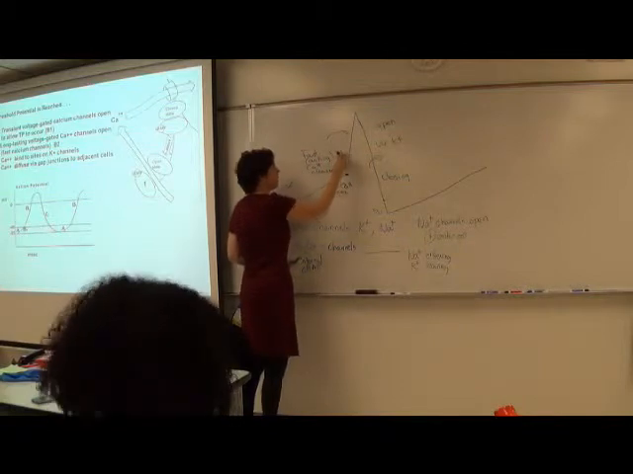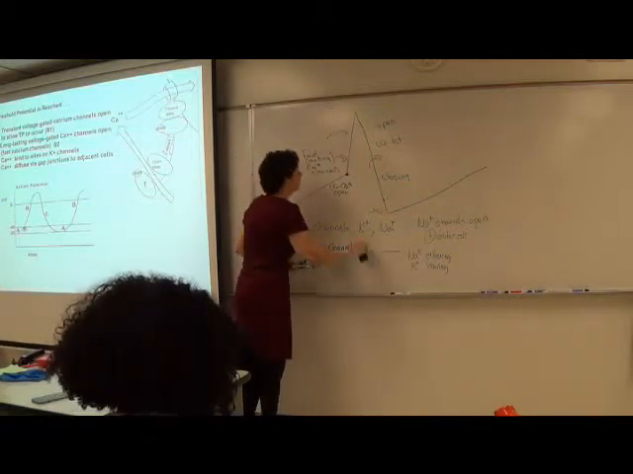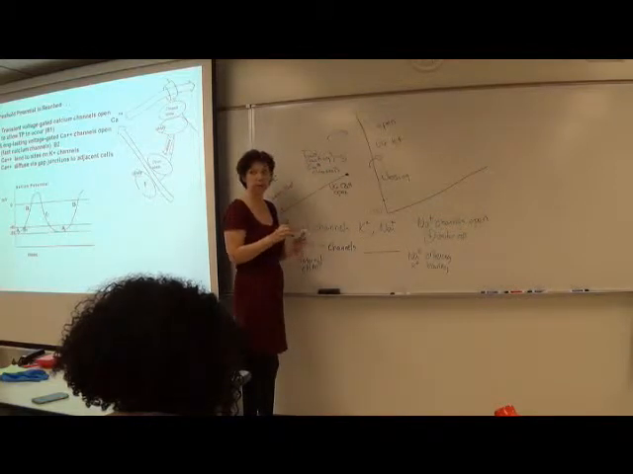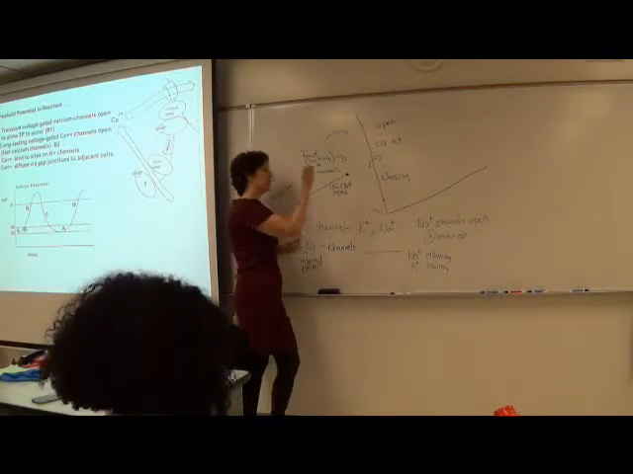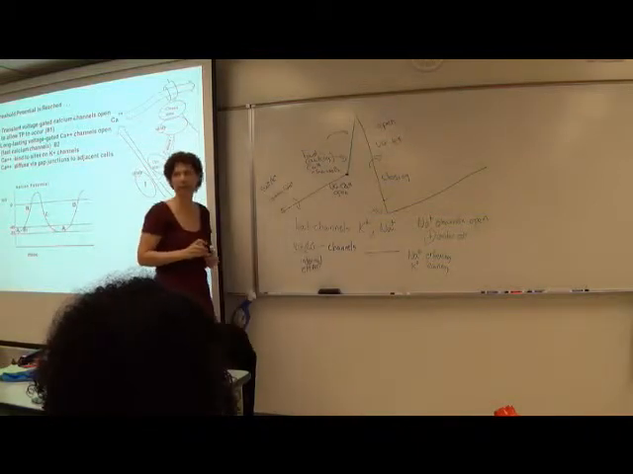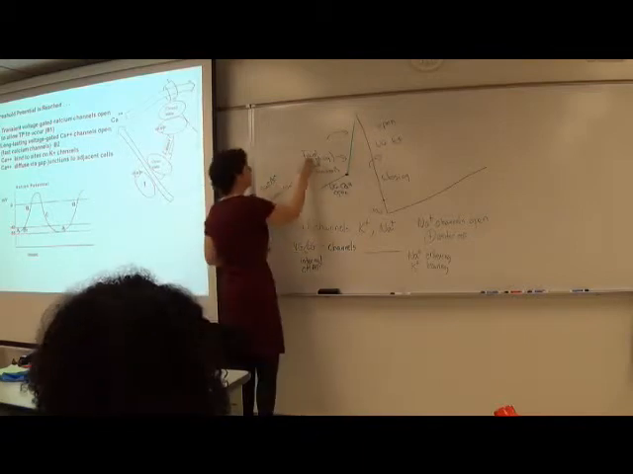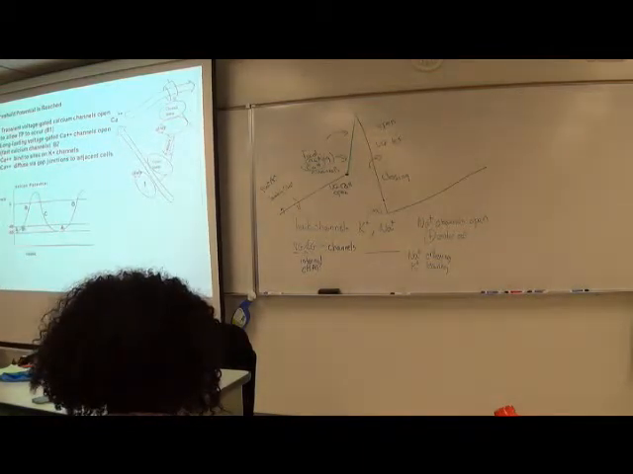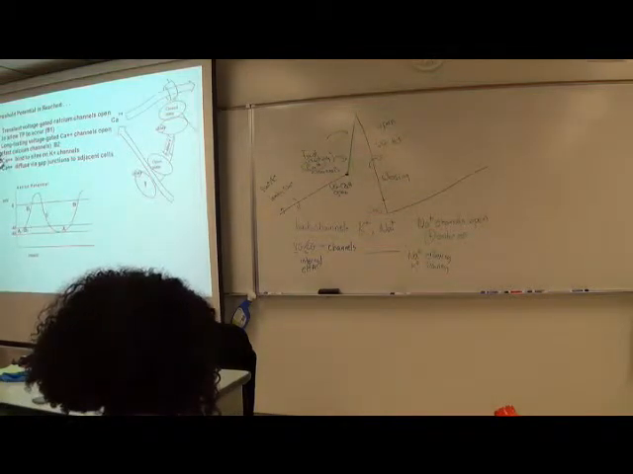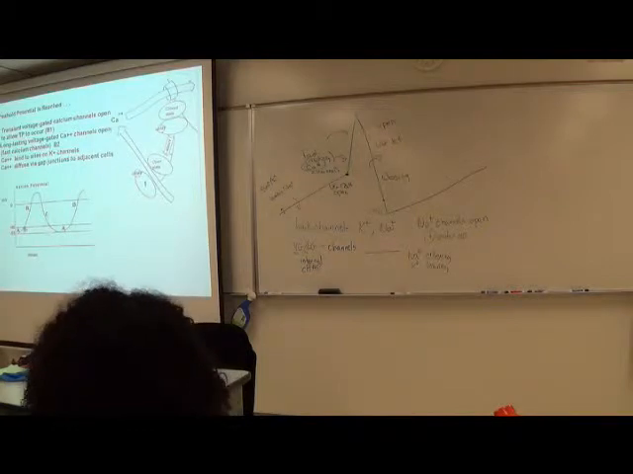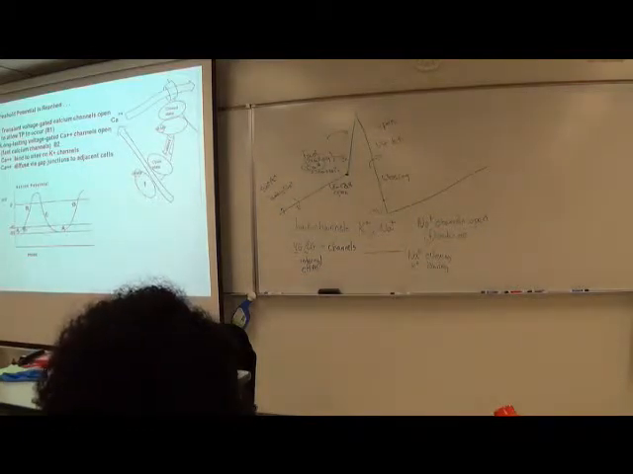This depolarization, which in our nerve and skeletal muscle cells was due to sodium voltage-gated channels, is unique because in our autorhythmic cells, that's due to calcium. Okay? So these are called fast calcium channels. That results in our spike in depolarization.